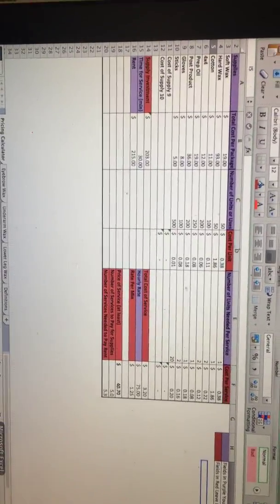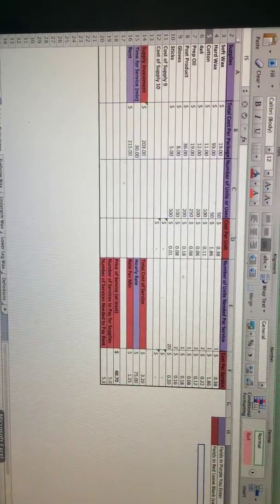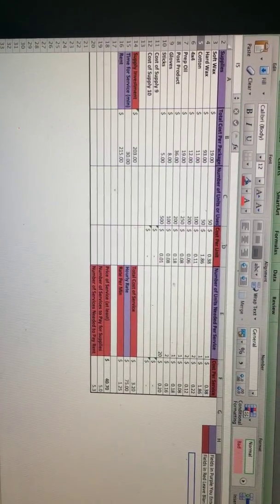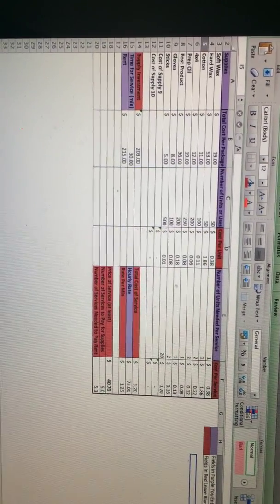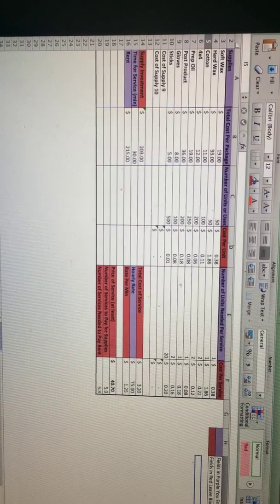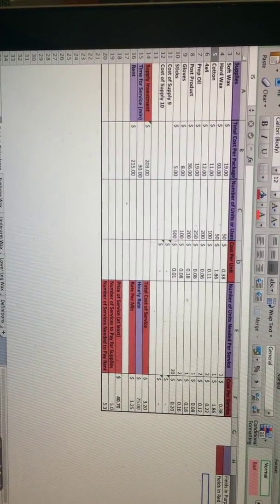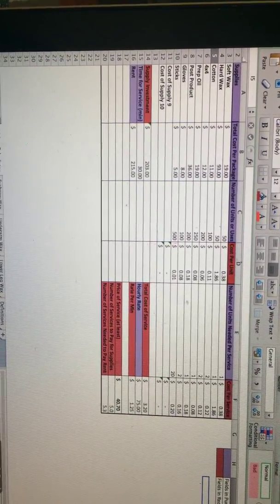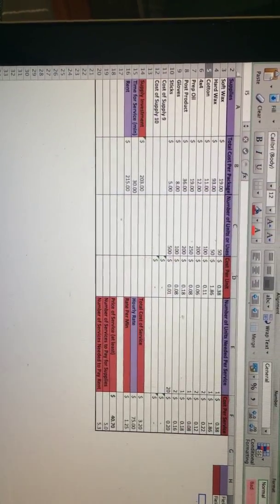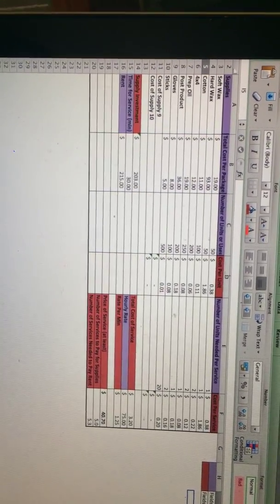So here we are. The pricing calculator is basically an Excel file that I've put formulas into to help beauty professionals figure out what price their different services should be. The example I'm using today is for a Brazilian wax.